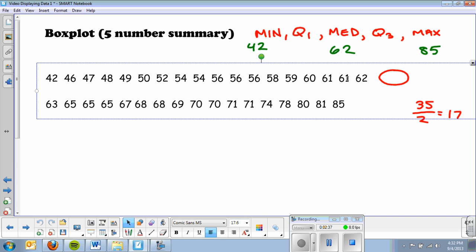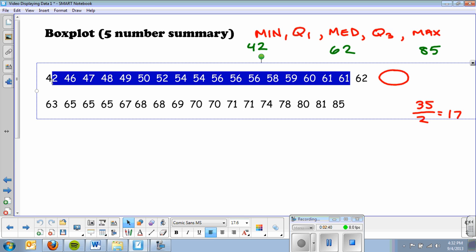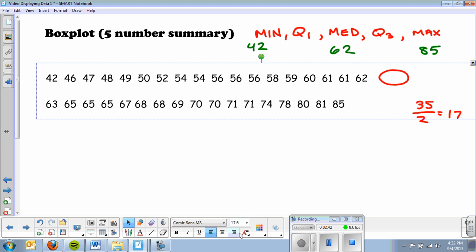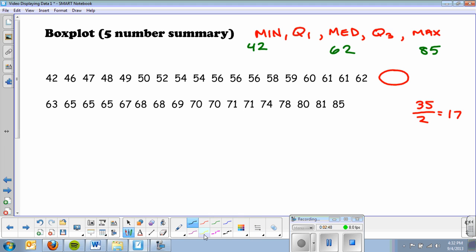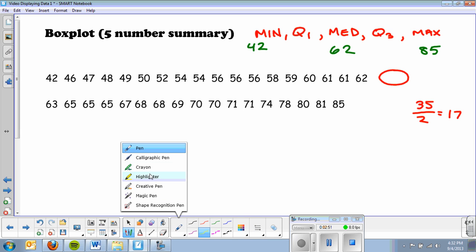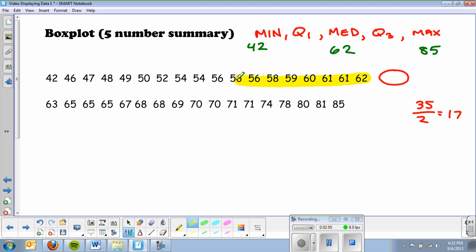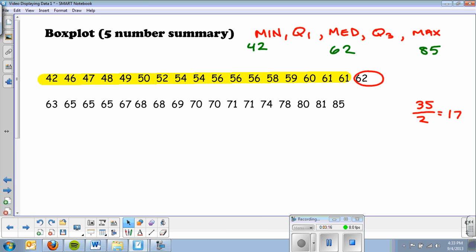if I look at the bottom half of the numbers, I'm going to basically take the median of those numbers, and let's get my highlighter here. I'm going to take the median of those numbers. Oops, some technical difficulties here. There we go. So if 62 is my median, I'm going to take the median of the lower half of the numbers.